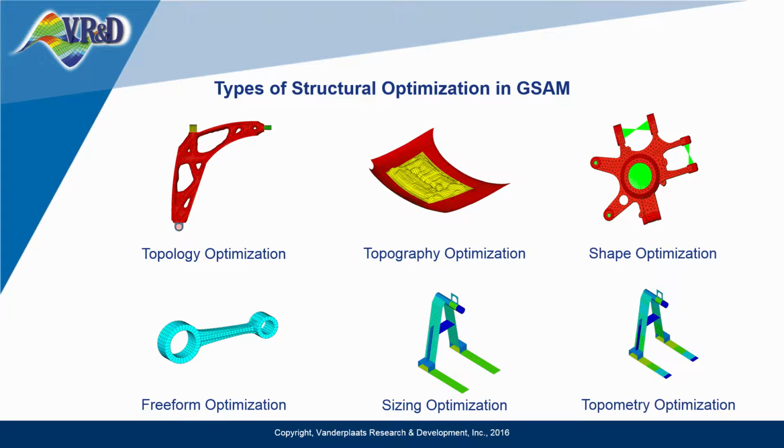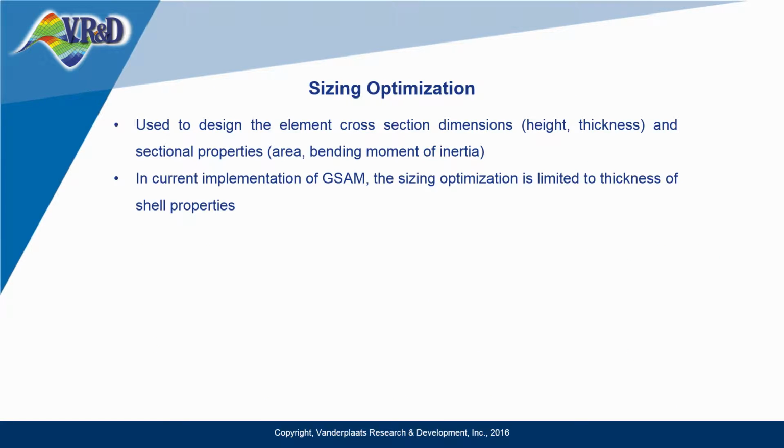I will solve a simple structural optimization problem, first with sizing optimization and then with topometry optimization. Finally, I will compare the results obtained from sizing and topometry optimization. Sizing optimization is a type of structural optimization used to design specific dimensions or sectional properties of structural members. In the current implementation of GSAM, the sizing optimization is limited to thickness of shell properties.